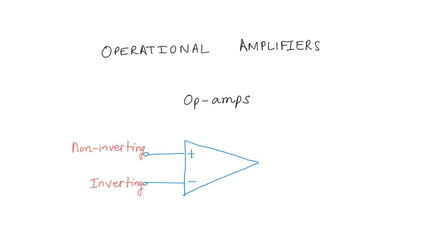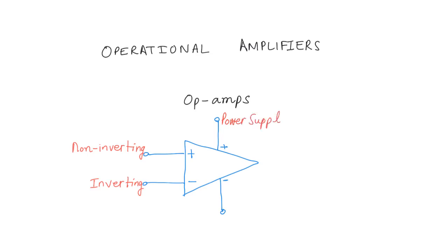And oftentimes what students do is they call this the positive input and they call this the negative input, and that is a very bad practice because there are two more pins in an op amp. One which is the positive power supply and another which is the negative power supply. And once you start calling these the positive input and the negative input, it's very easy to get confused with the positive power supply. So these pins are the power supply pins.